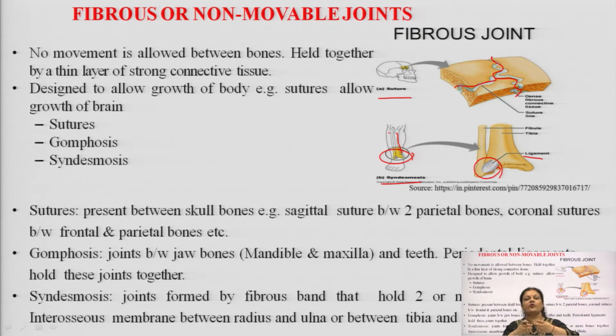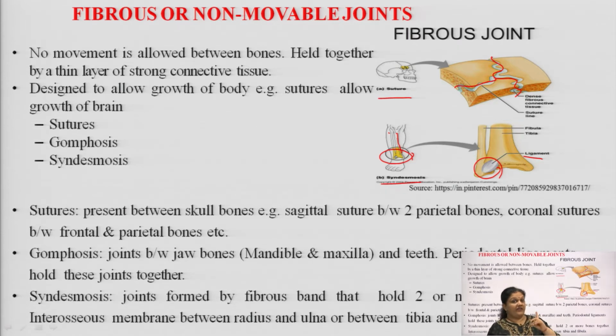Okay, and this will provide the growth of the bony shaft or the bony structure during the growth of the kids. So, fibrous or non-movable joints, as the name depicts, no movement is allowed, or sometimes very slight or rare movement can be seen. No movement is allowed in these bones.